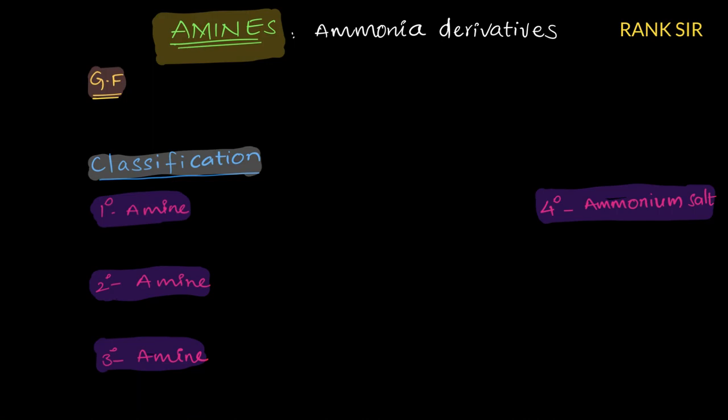Hello everyone, today I want to explain about the amines. Amines are ammonia derivatives. So, what is the general formula for amines? That is RNH2. Otherwise, we can write aryl group NH2.